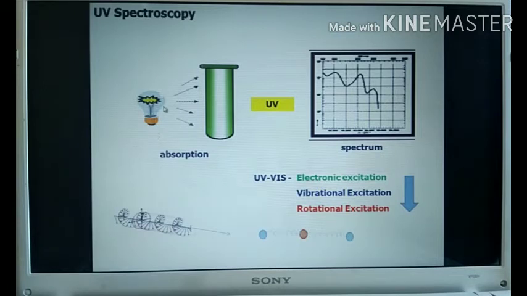Why is it called that? Because this UV visible range of radiation irradiated on the molecule brings about changes in the electronic energy level. The molecule undergoes excitation from a lower electronic energy level to a higher electronic energy level.